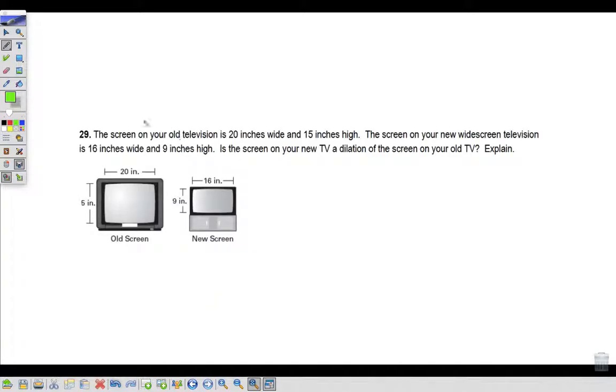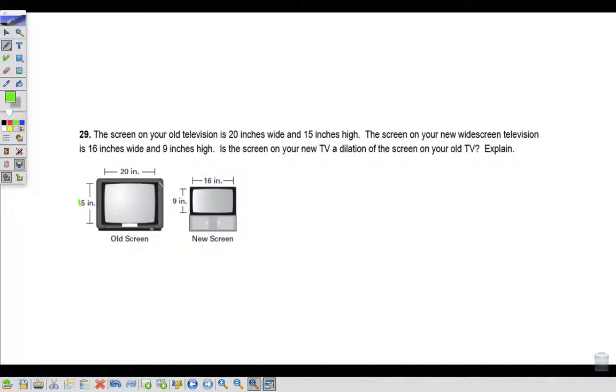Now the last thing I want you to look at is on this one. It says the screen on your old TV is 20 inches wide and 15 inches high. The screen on your new widescreen TV is 16 inches wide and 9 inches high. Is this screen on your new TV a dilation of the screen on your old TV? So remember, in order for it to be a dilation, they have to be similar figures. And that ratio has to be the same between our corresponding sides.